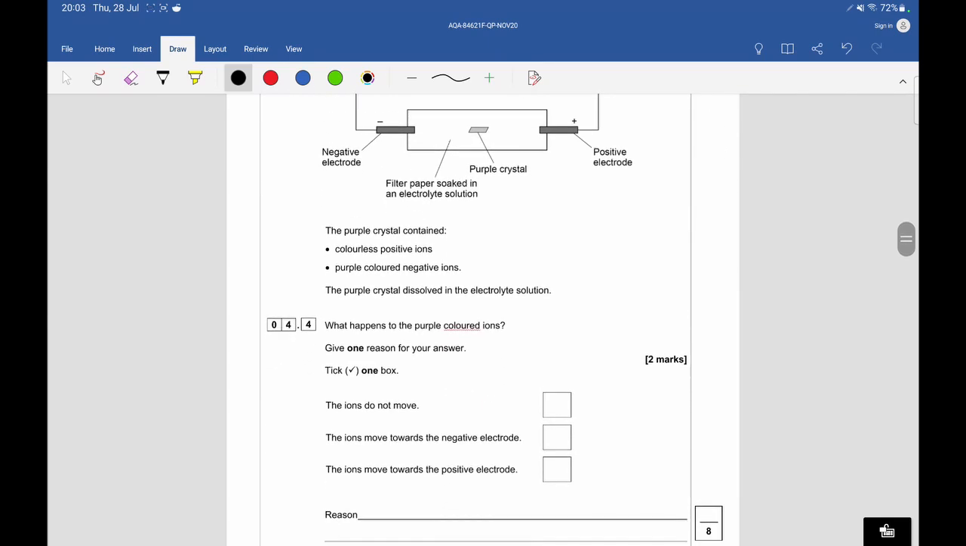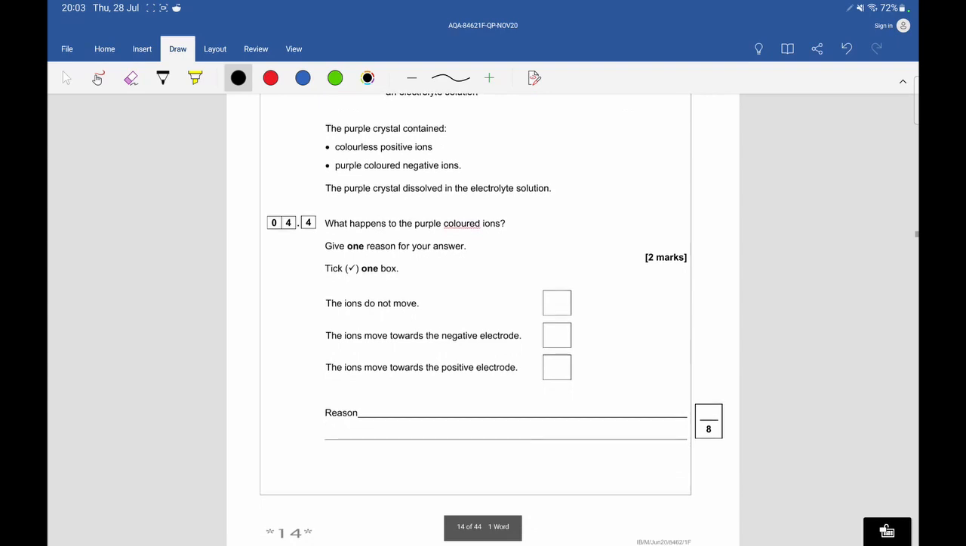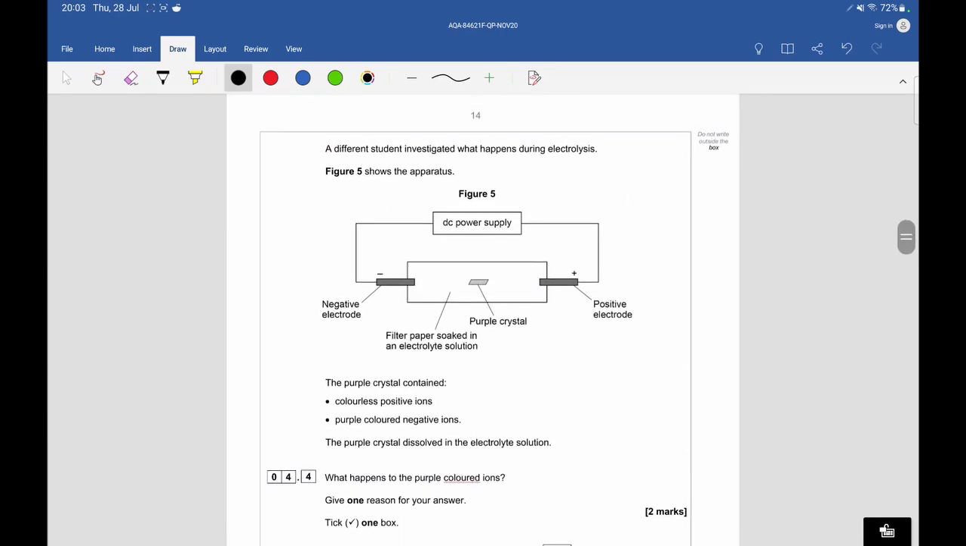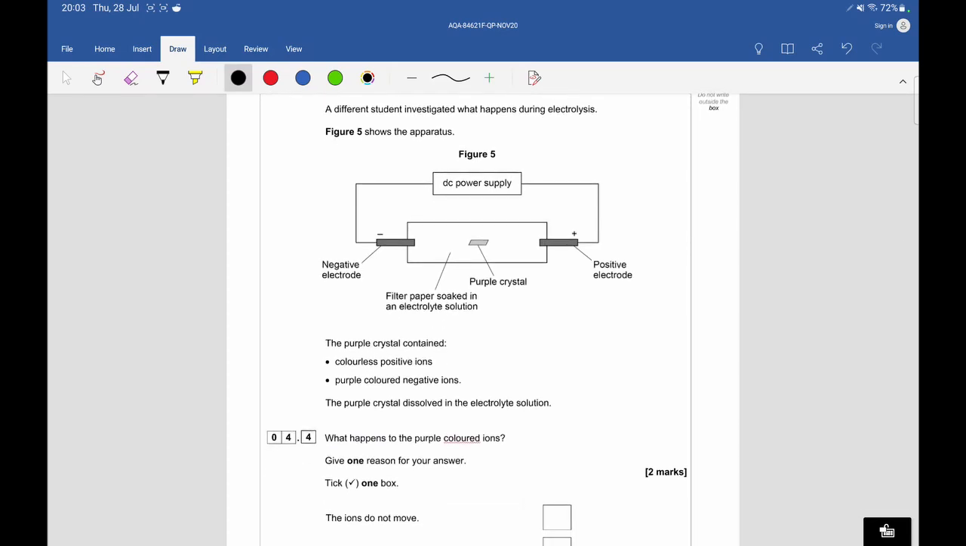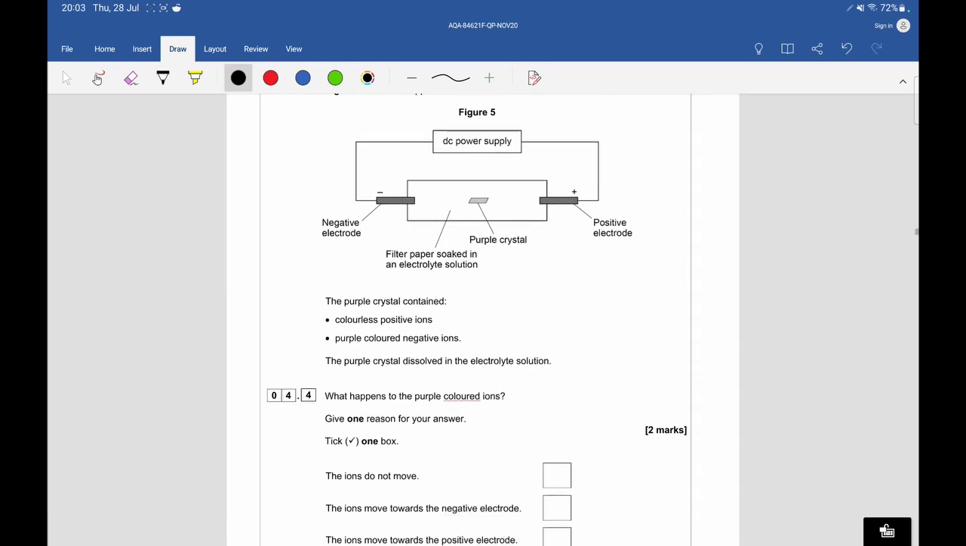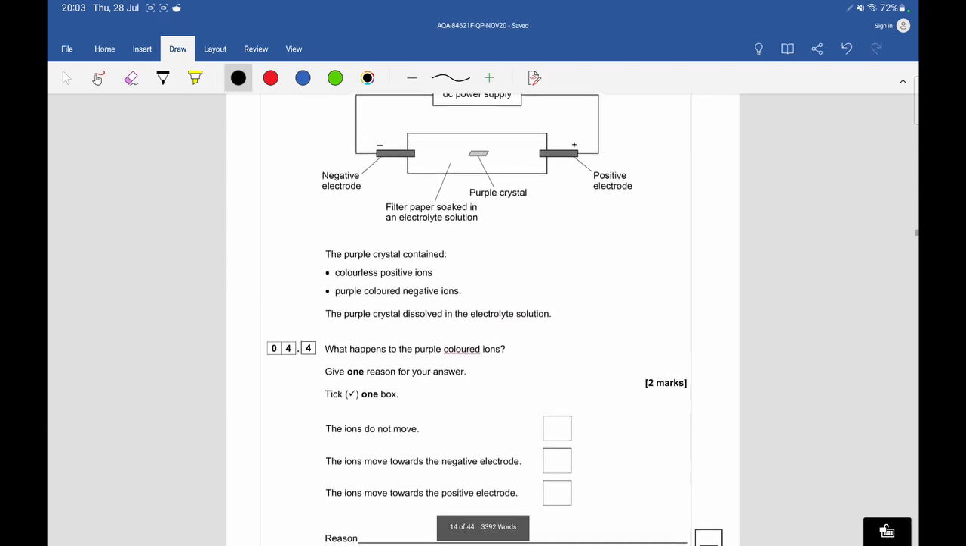Question number 4.4 says, what happens to the purple-coloured ions involved in the reaction you have here? We better read through the question fully. A different student investigated what happens during electrolysis. Figure 5 shows the apparatus they use. The purple crystals contained colourless positive ions and purple-coloured negative ions. The purple crystal dissolved in the electrolyte solution. I want to know what happens to the purple coloured ions.